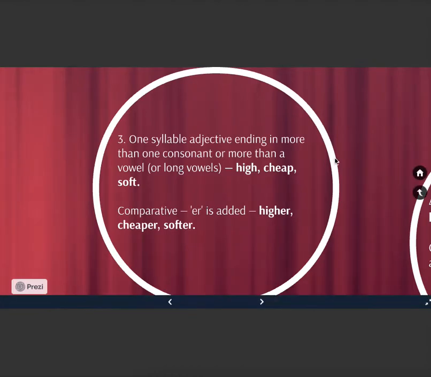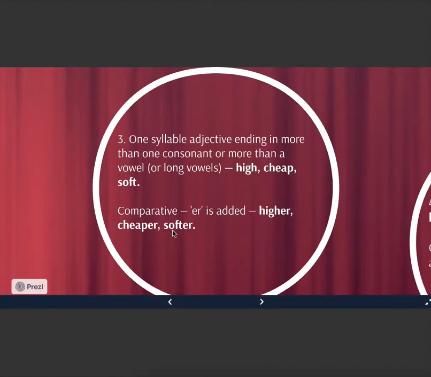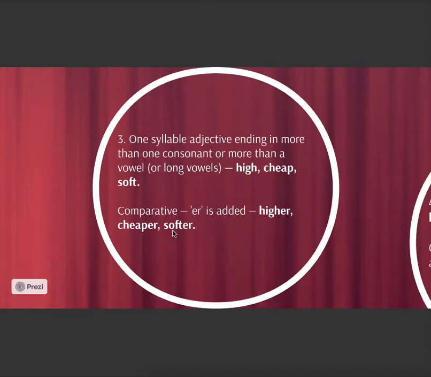In this case, we have a word of 5 letters. However, it is a word of just one syllable because of the sound. Cheap. Tienes una sola sílaba porque tienes un solo sonido. Cheap. Okay? So what do you have to do? You just have to add ER. Higher, cheaper, softer. And that's it.